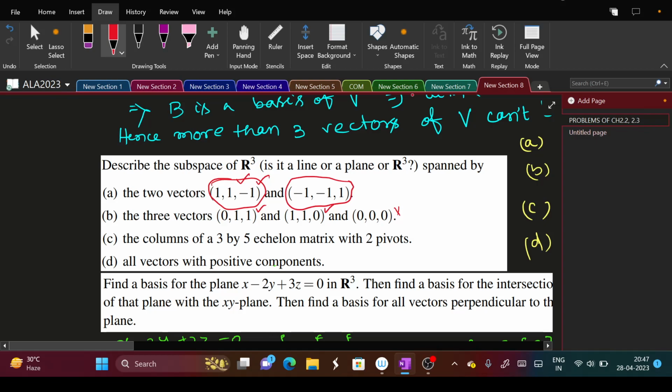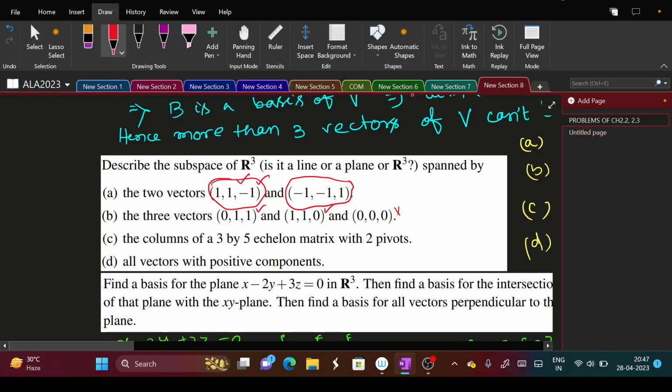R^3, and what is that plane? y is equal to 1. It is a plane. No, y is equal to 1? It's a plane passing through the origin. So how is y equal to 1? So it is a plane passing through the origin and these two vectors.